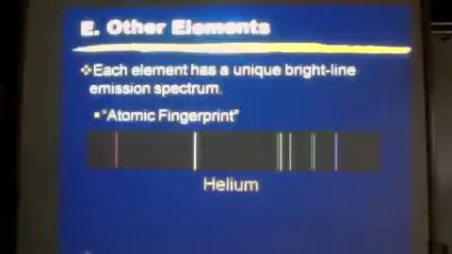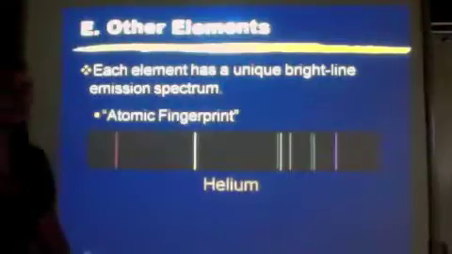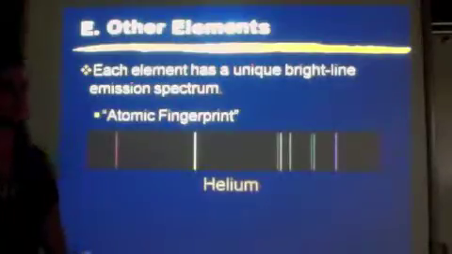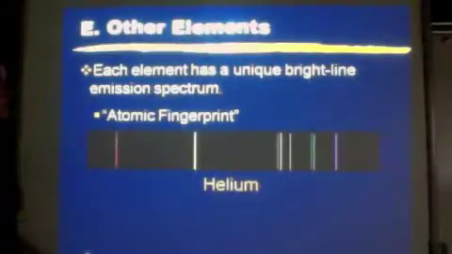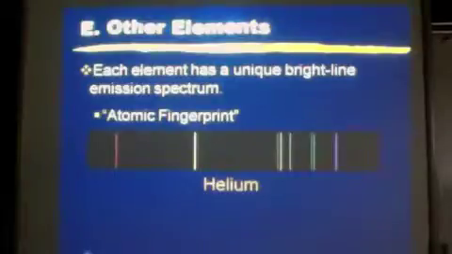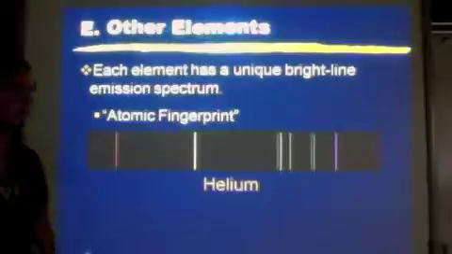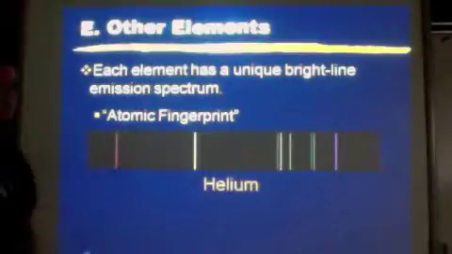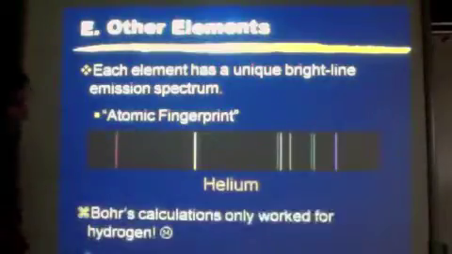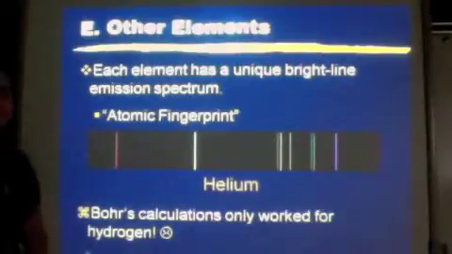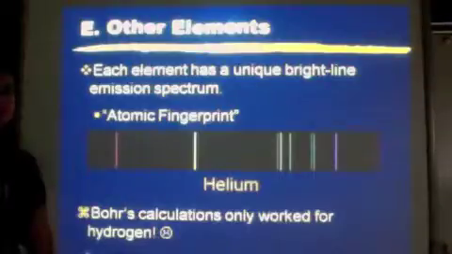Now, Bohr came up with this idea that this should work for every single element. So he did studies and tests and experiments. He did figure out that each element does have a unique bright line emission spectrum. They produce a specific light based on the element that it is. This is called the atomic fingerprint. But his calculations were wrong. It only worked for hydrogen. Therefore, scientists had to rethink his model and came up with the idea of electron clouds instead of the rings.